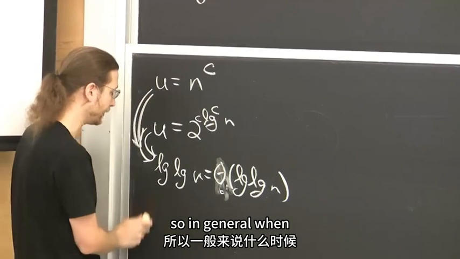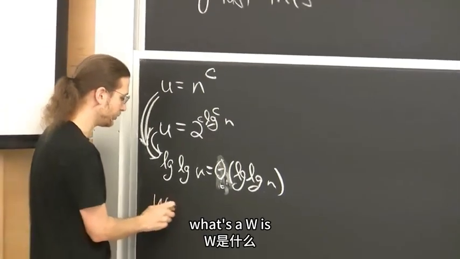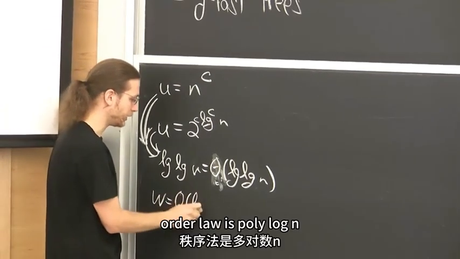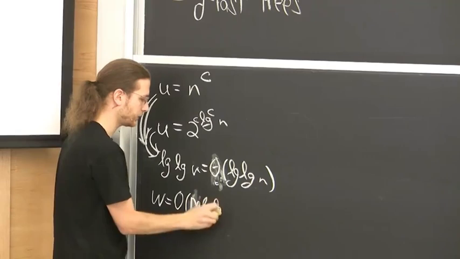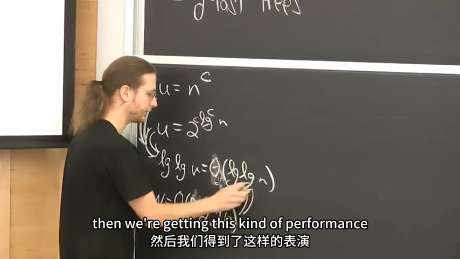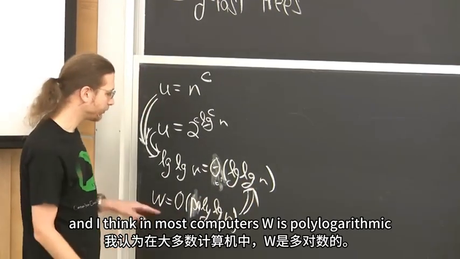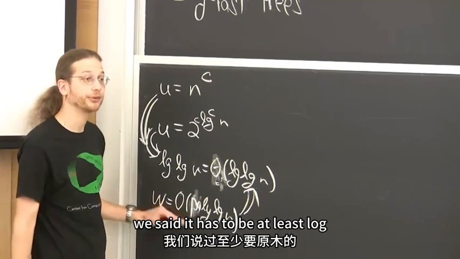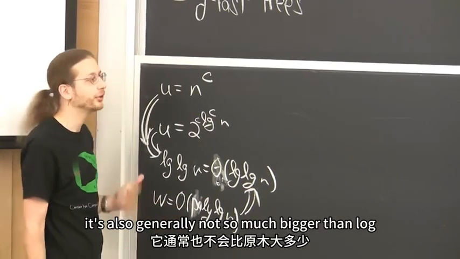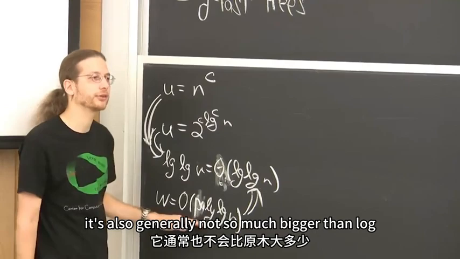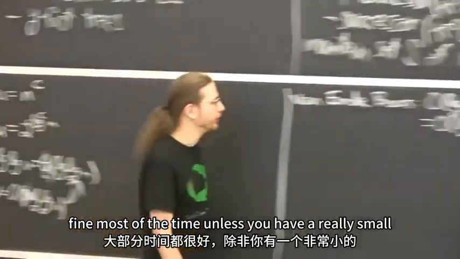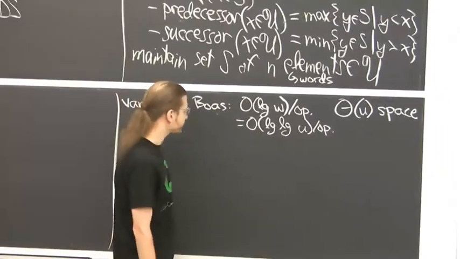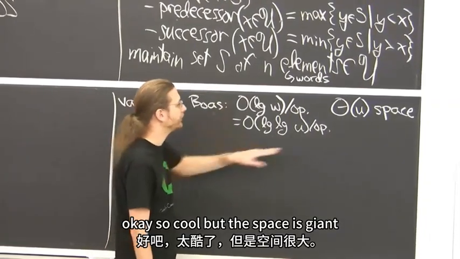So in general, when W is polylog N, then we're getting this kind of performance. And I think in most computers, W is polylogarithmic. We said it has to be at least log. It's also generally not so much bigger than log. So log squared is probably fine for most of the time, unless you have a really small problem. Okay, so cool. But the space is giant.